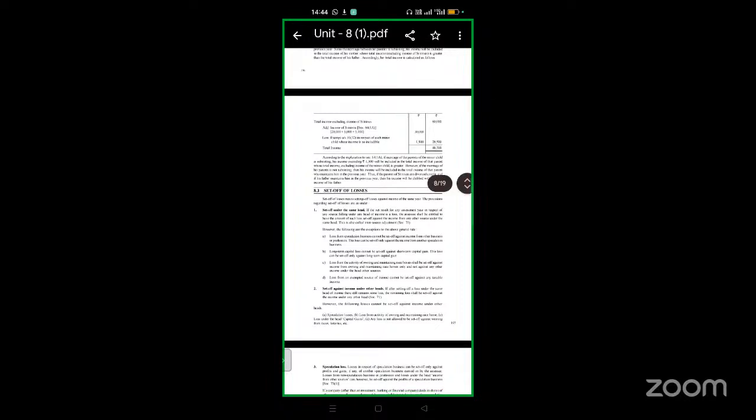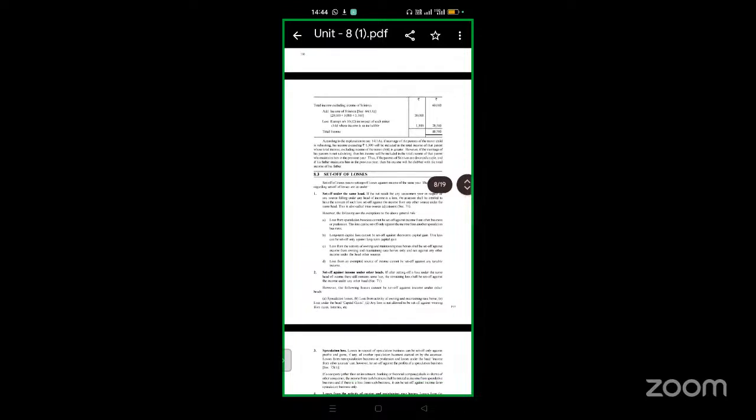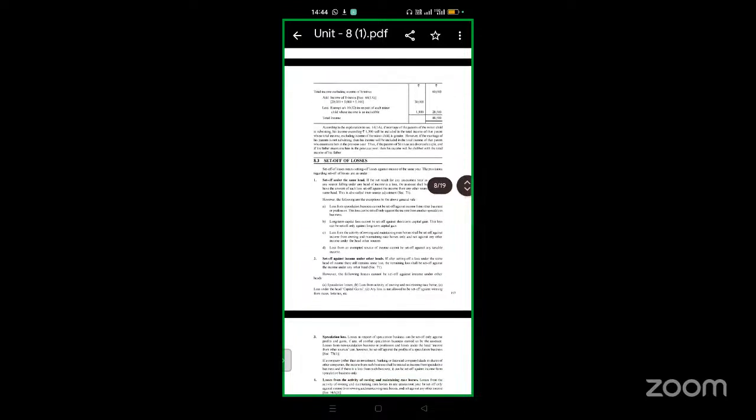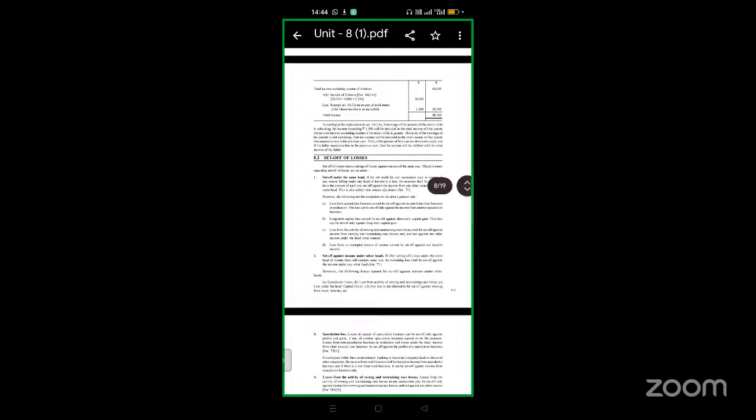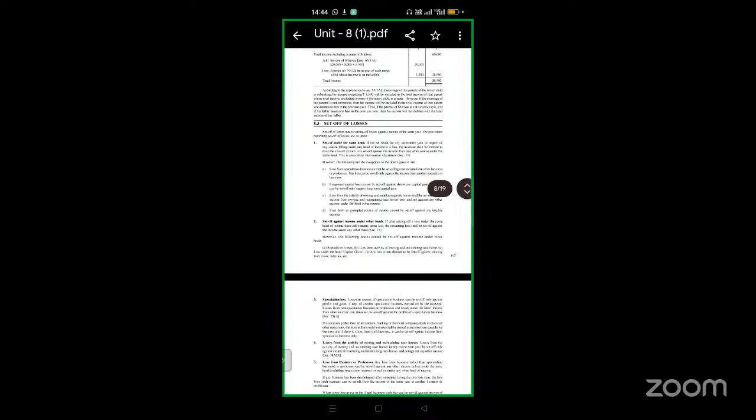Next is set off against income under other heads. So here, after setting off a loss under the same head, if there is still some loss, in that case that loss can be set off against income of the other heads also. Next is speculation loss. So any losses occurring because of speculation business can be set off against the profits and gains.